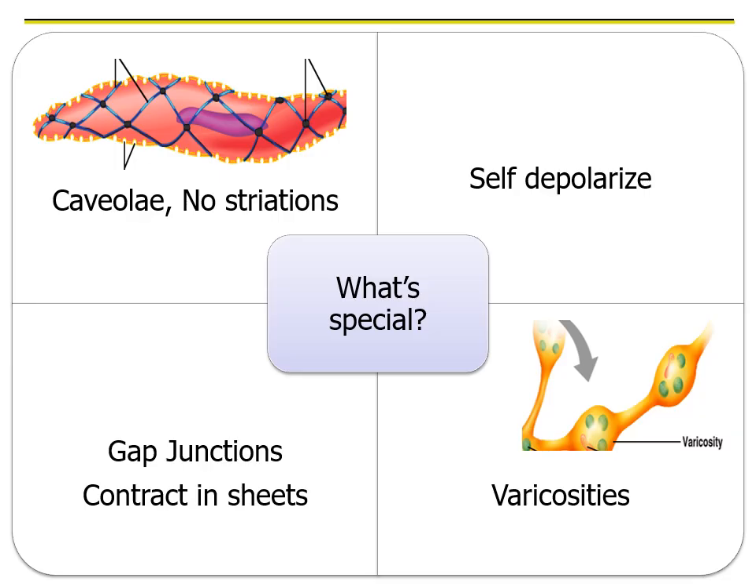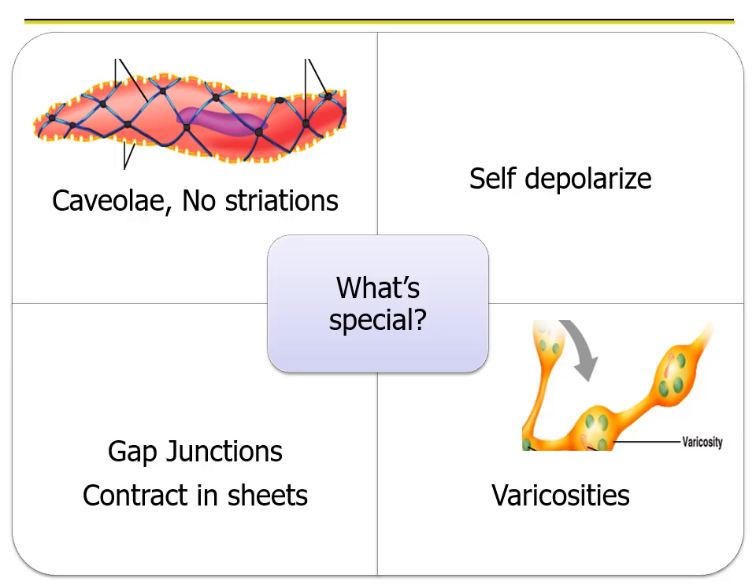Some smooth muscle cells can self-depolarize when stretched. Most smooth muscle cells in the sheets are coupled by gap junctions to ensure that they contract together in large units. Also, smooth muscle does not have terminal neuromuscular junctions. The motor neurons here have synapses that occur in chains and are called varicosities.